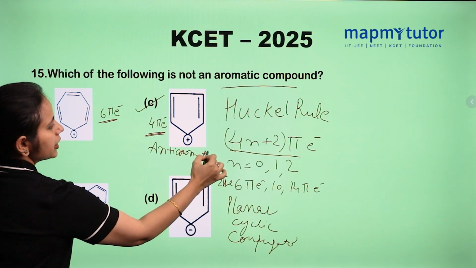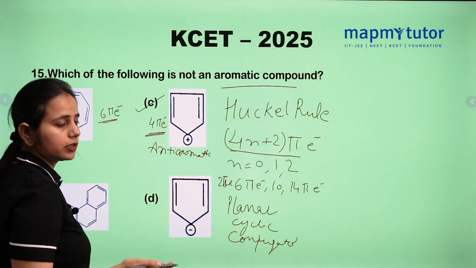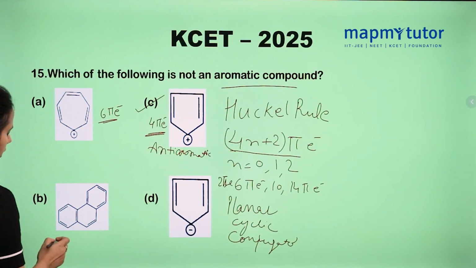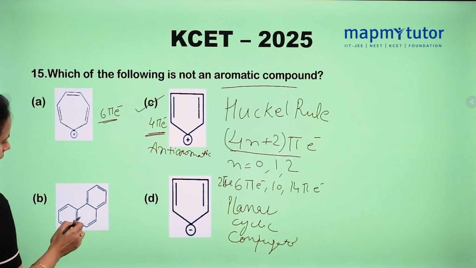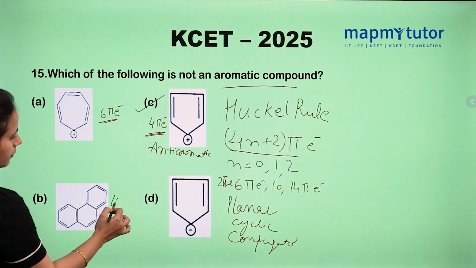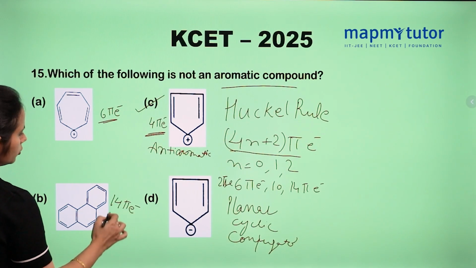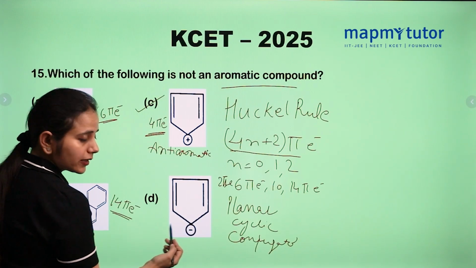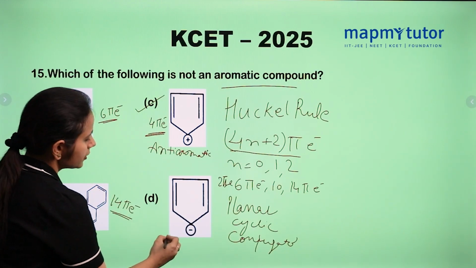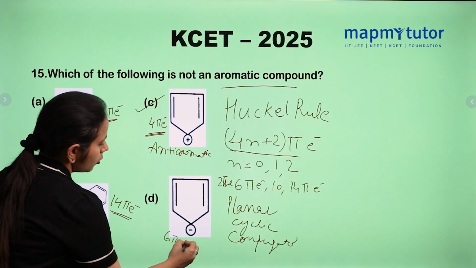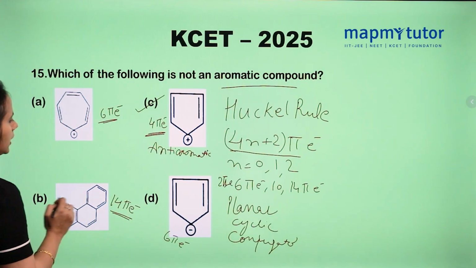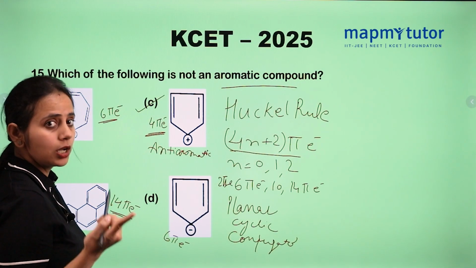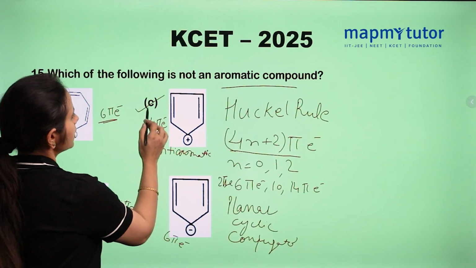It is anti-aromatic because it is planar in nature. For a compound to be non-aromatic, it should be non-planar. It is planar, so it is anti-aromatic. Let's see here: 2, 4, 6, 8, 10, 12, 14, so 14 pi electrons. It also follows Huckel's rule, so this is aromatic. Here it is 2, 4, and the negative charge also gives 2 electrons, so it is 6 pi electrons. So this is also aromatic in nature. So A, B and D are aromatic compounds, and here he is asking about the one that is not aromatic. So C is the right answer.